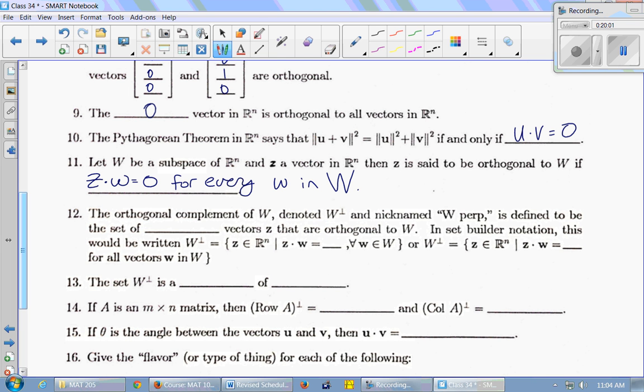They don't imagine 3 dimensions only works with W as a plane, right? Or if W could be a subspace of R2, that's a line. So every vector perpendicular to that line would be... so the set of all of those.